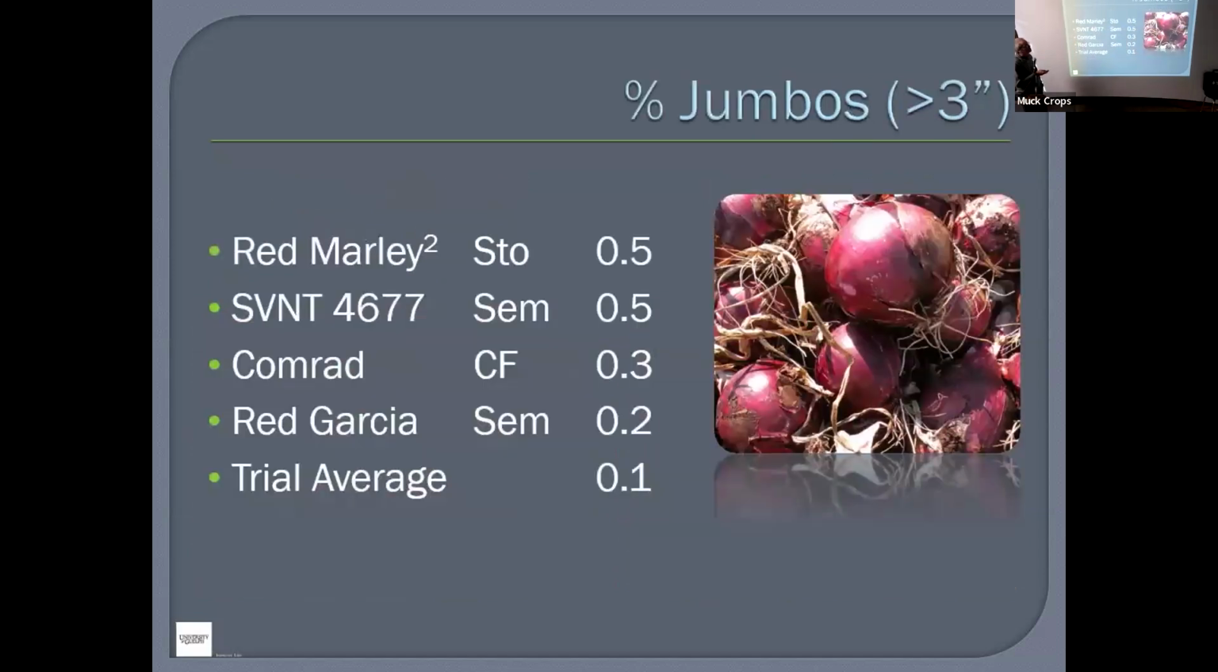Looking at jumbos, I just did it because we have this slide, so I kept it in. As I mentioned, there were literally no 3-inch onions out of that trial because they were too late. They just really didn't get a chance to fully mature. But there were a few varieties that had some. The trial average was 0.1% in the 3-inch range. Red Marley, Motley Red, Comrade, and Red Garcia were all 0.5% to 0.2%.